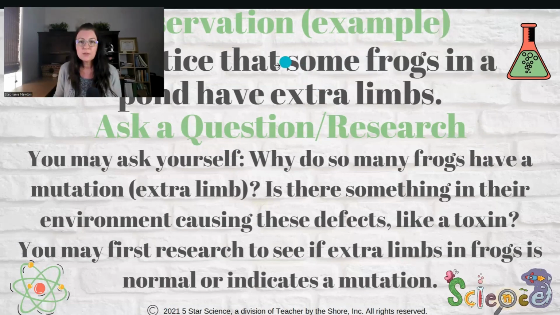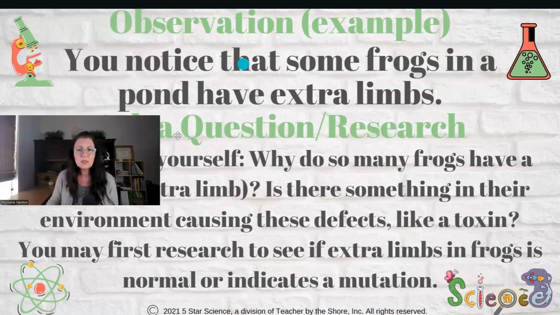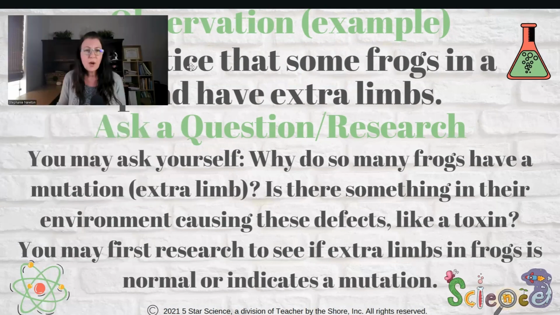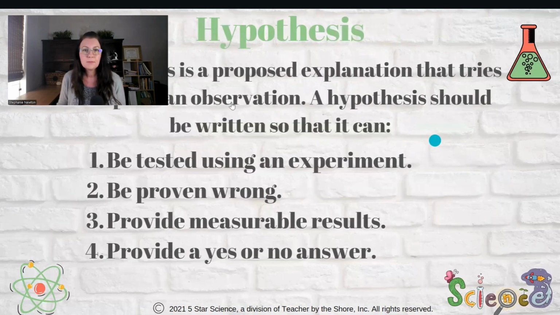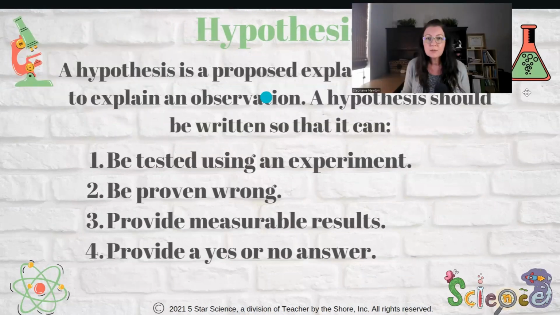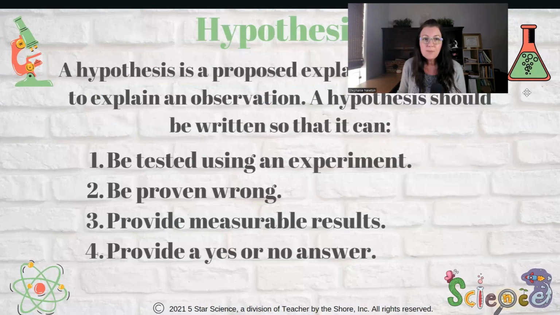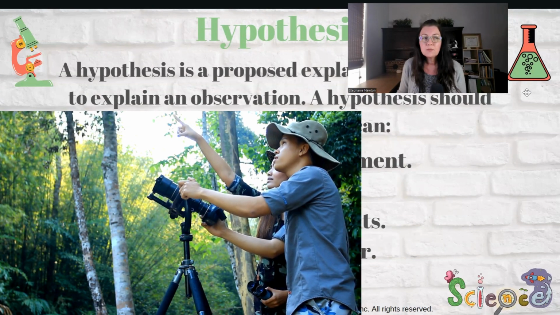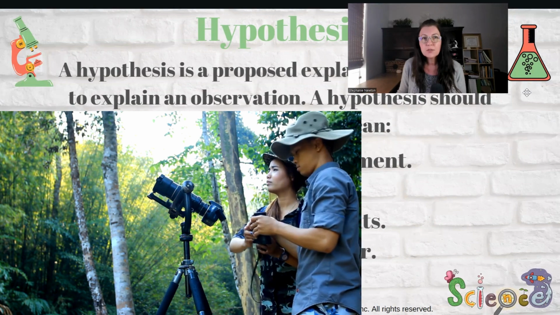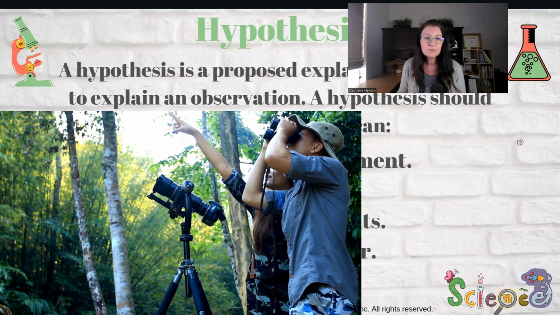Okay, so that is the observation, is that you see these frogs with extra limbs. The question is, why do they have extra limbs? Could it be this? Could it be that? What's going on? And you may research, you may look into it, see if this is common in that area or something. Next, you would develop a hypothesis based on, let's say, this frog experiment. So you're basically proposing an explanation as to why this is happening.